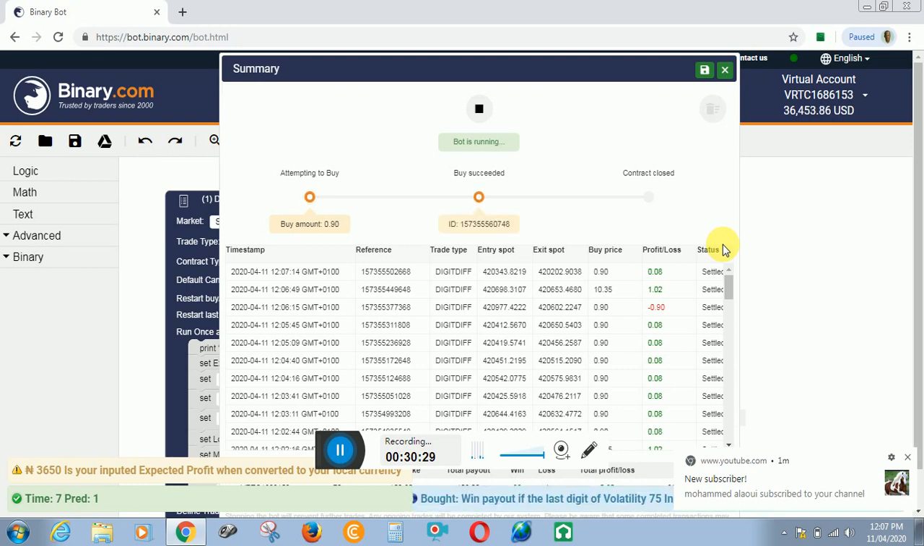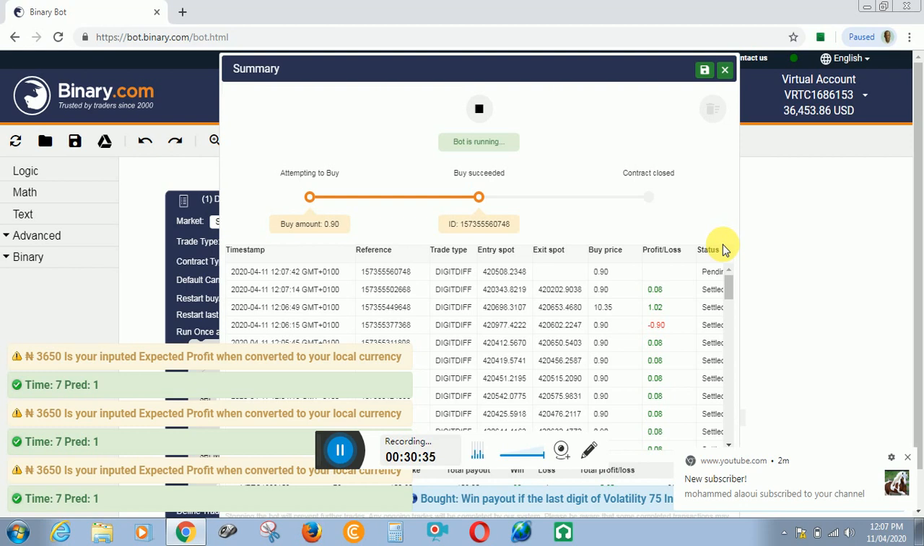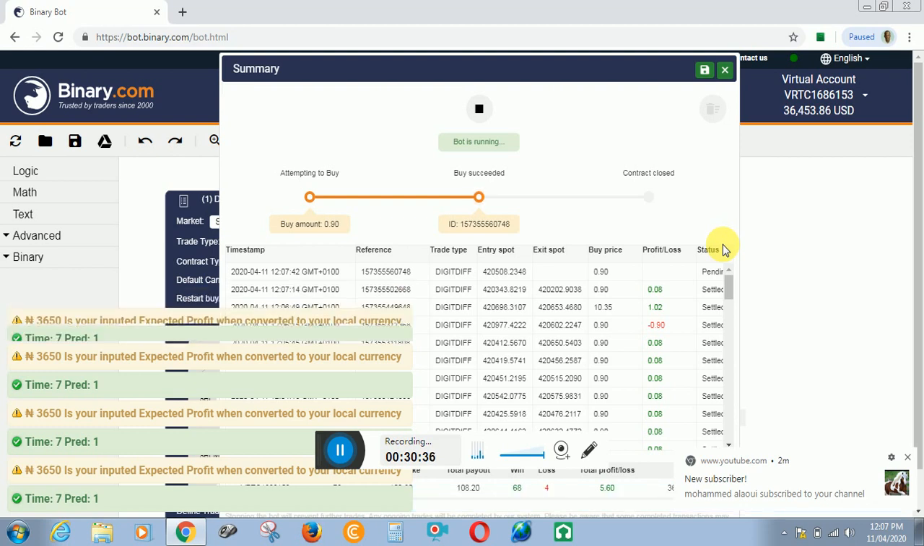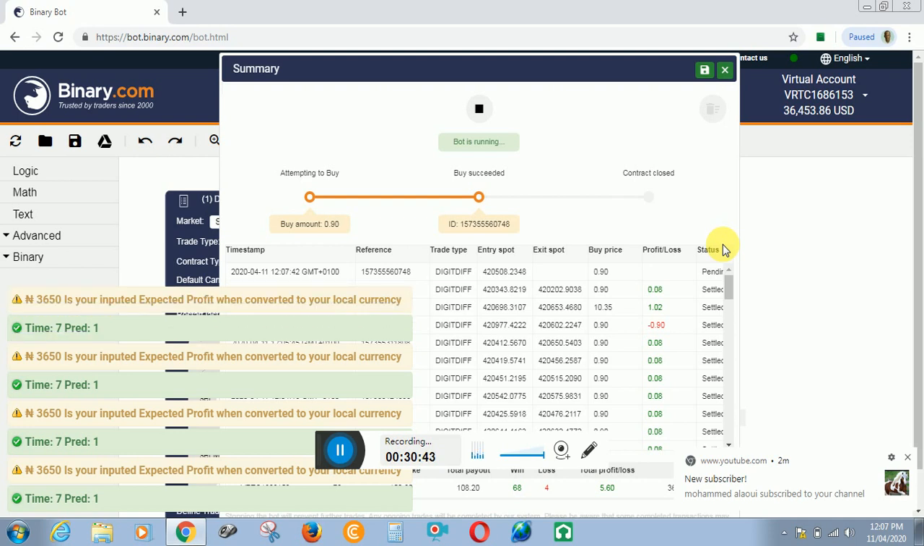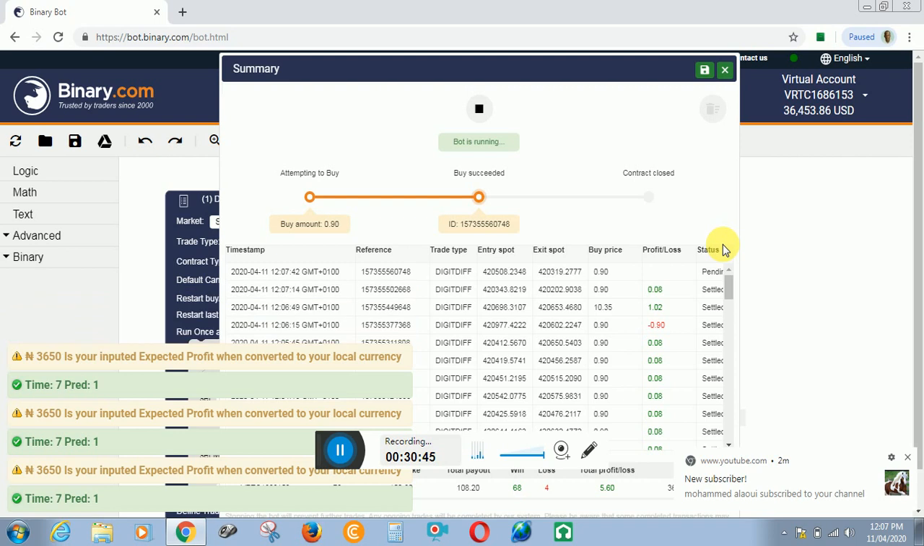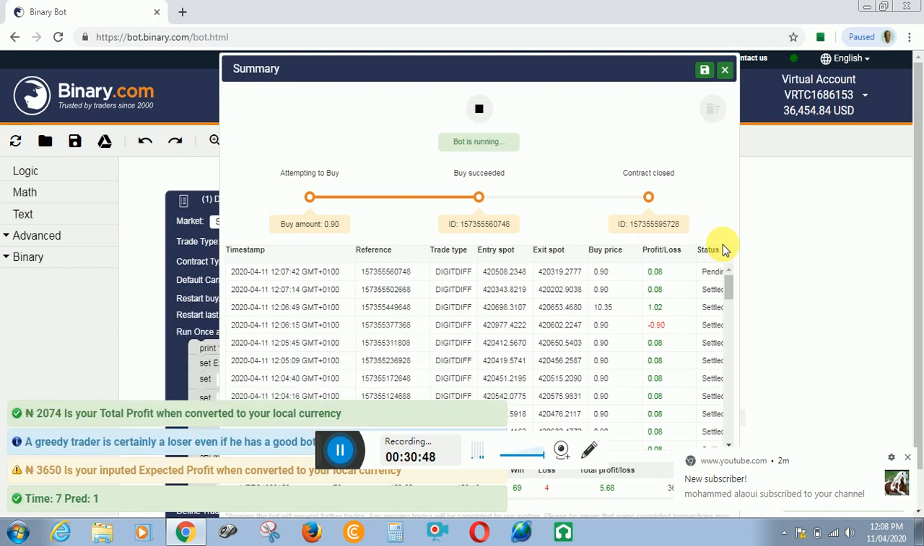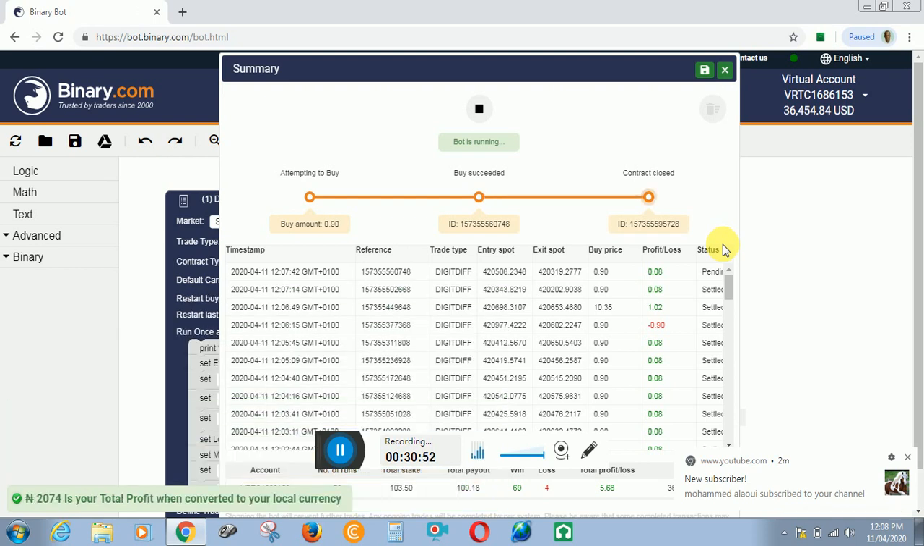And the bot is still running, and is still making profit. It's still moving and is still making profit.